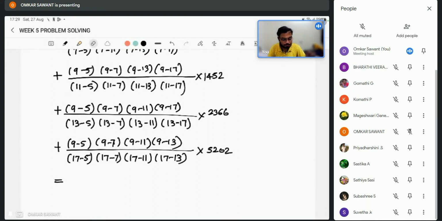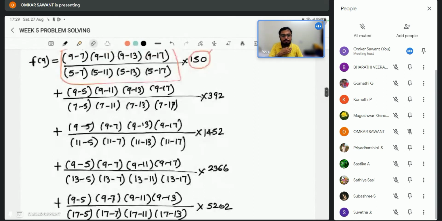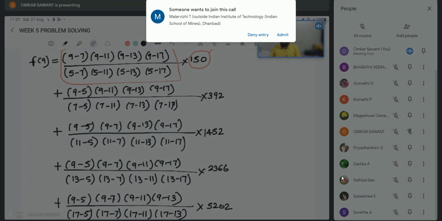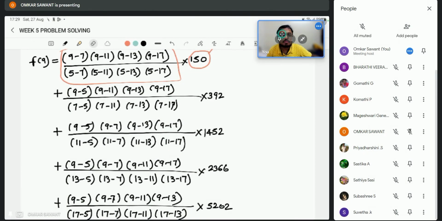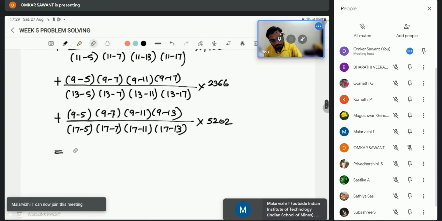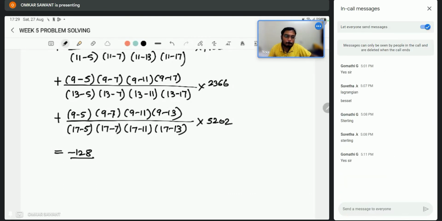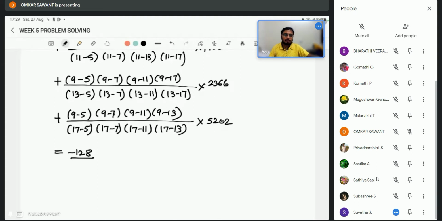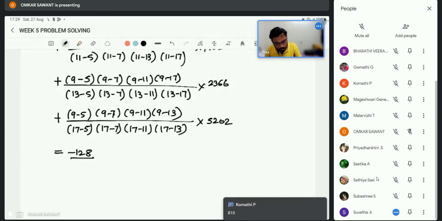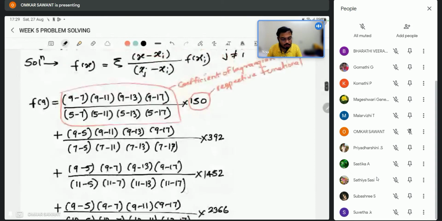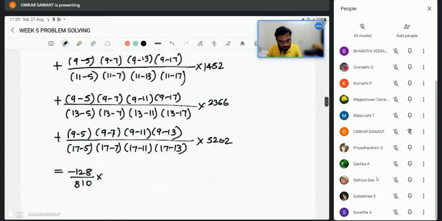Yes, Suvetha, first term. Minus 128 divided by 810 into 150.